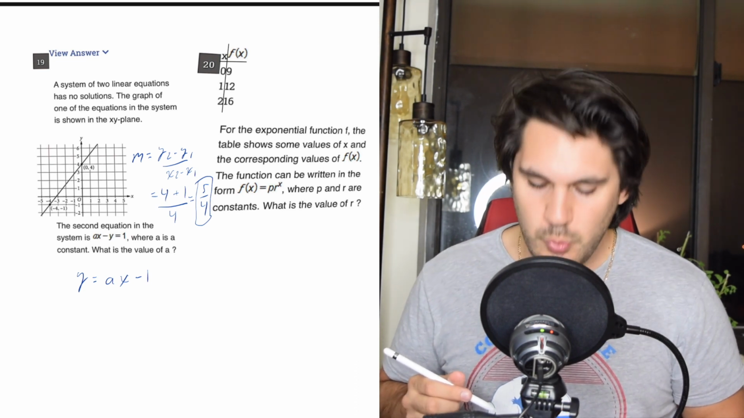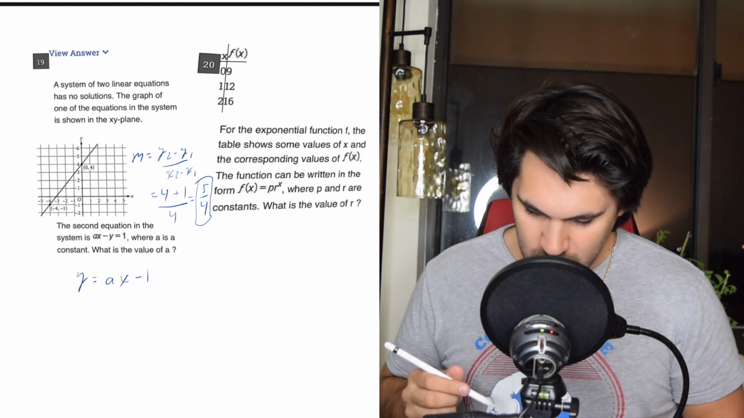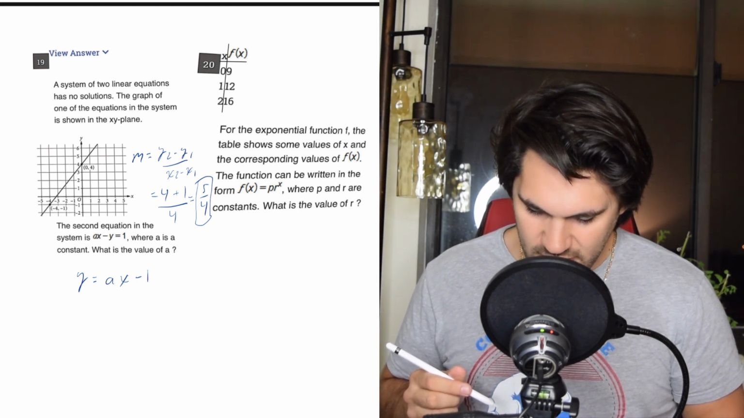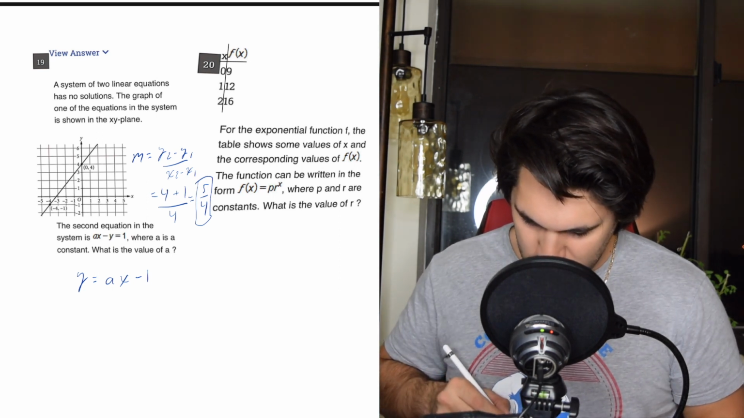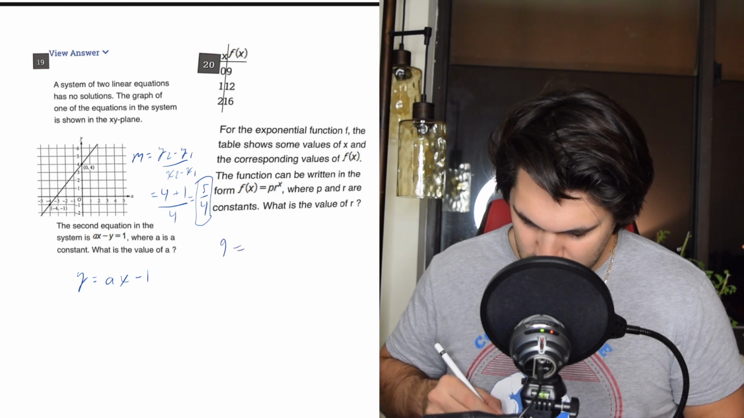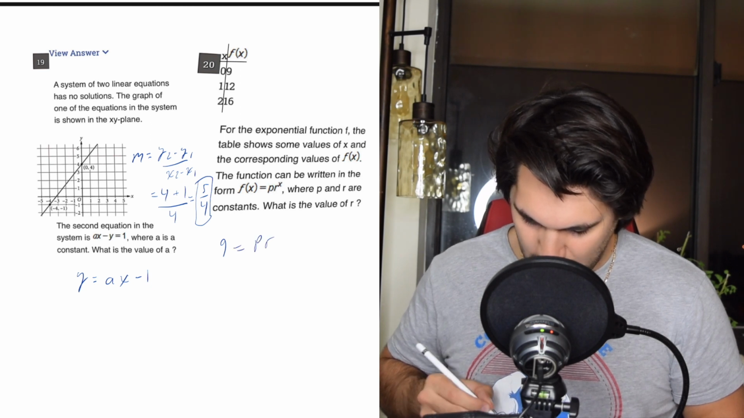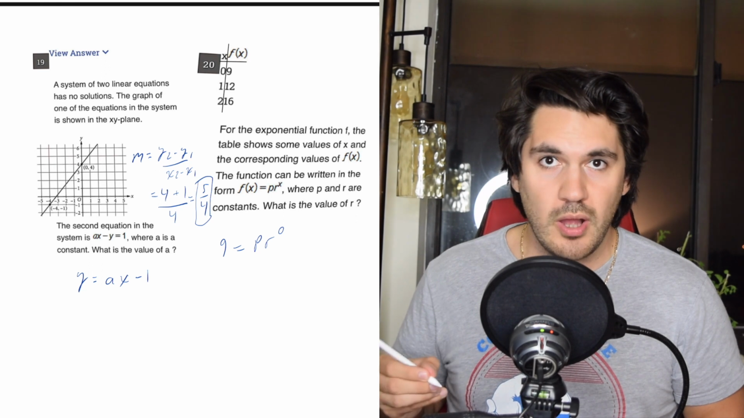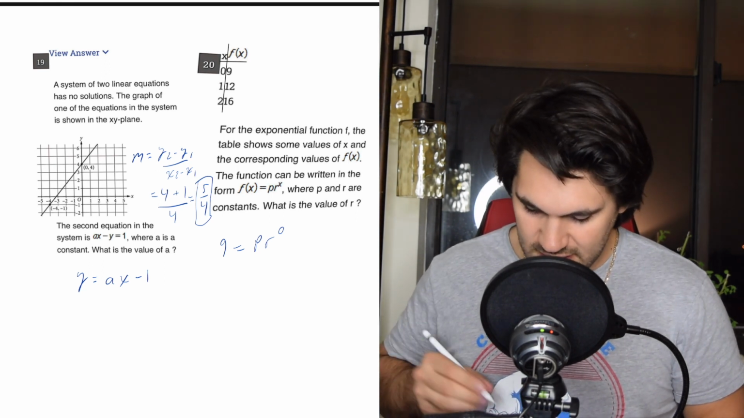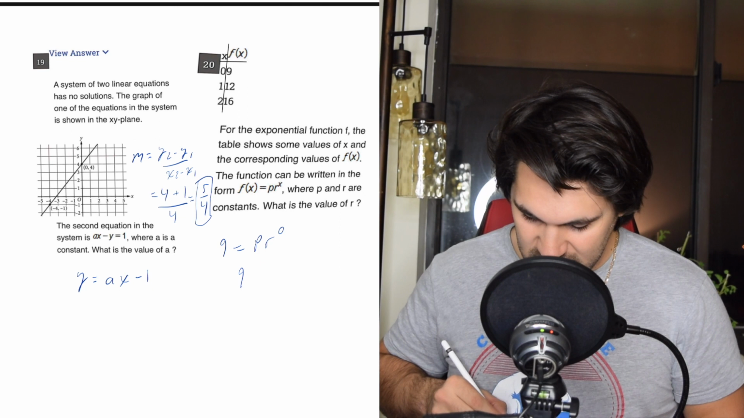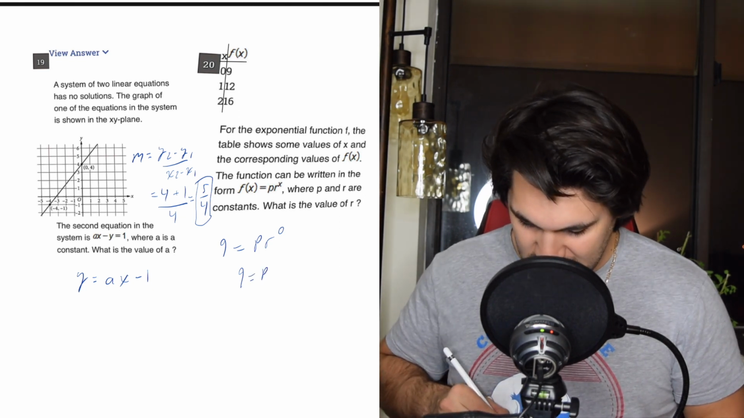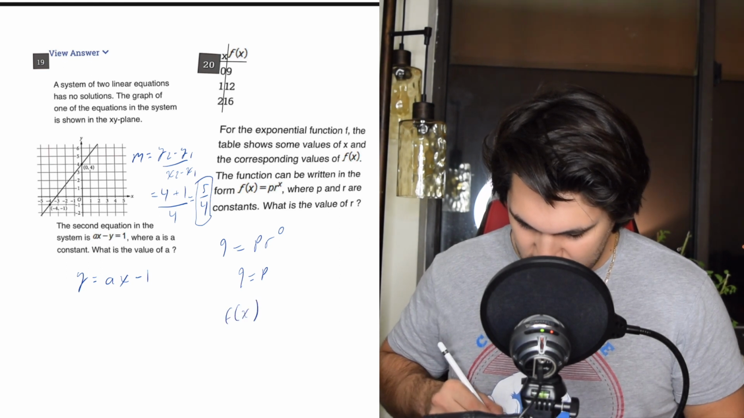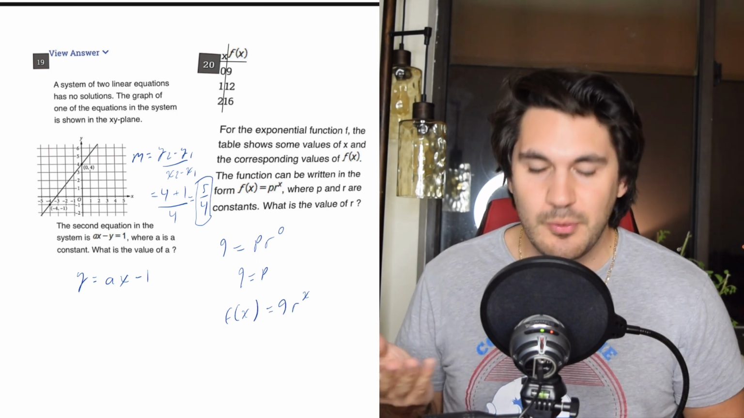Okay, well, let's start with what we know. So we know that when x is 0, f of x is 9. So let's plug that stuff in. So 9 is going to be equal to p times r to the 0 power. Well, r to the 0 power is just 1, right? So that basically cancels out. So 9 is going to be equal to p. Cool. So we know that the function is actually going to be f of x equals 9 times r to the x power. So now we can just plug one of the other points in.